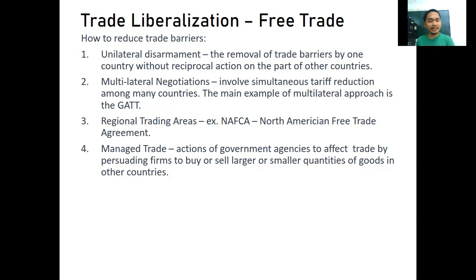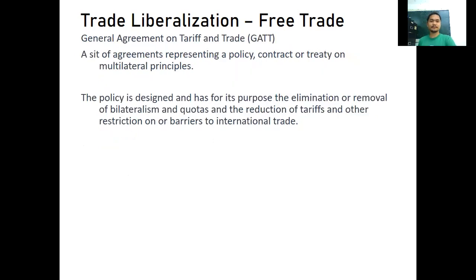Then regional trading areas. Example, the NAFTA or the North American Free Trade Agreement. And the managed trade, actions of government agencies to affect the trade by persuading firms to buy or sell larger or smaller quantities of the goods in other countries. So ang GATT mo ni ang General Agreement on Tariff and Trade. Okay, GATT, General Agreement on Tariff and Trade.